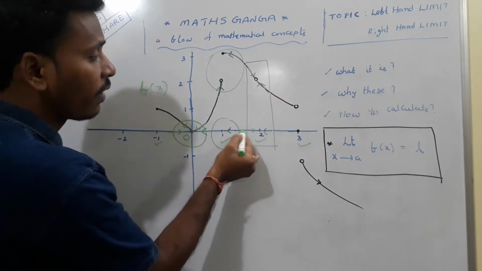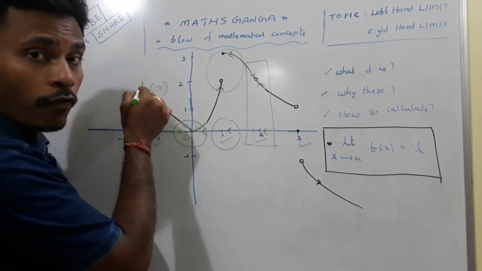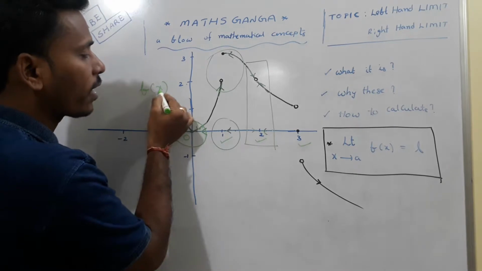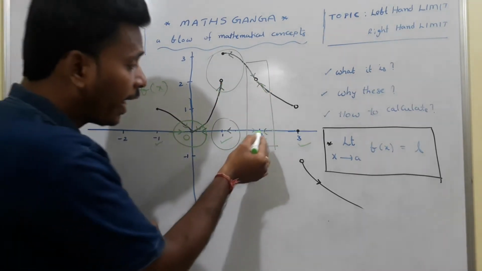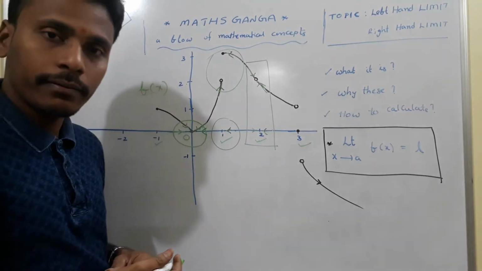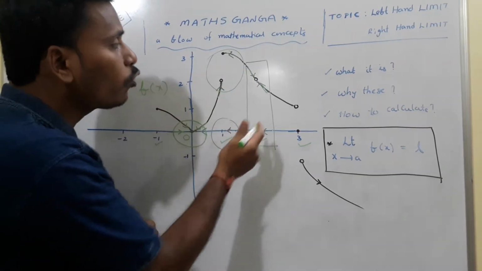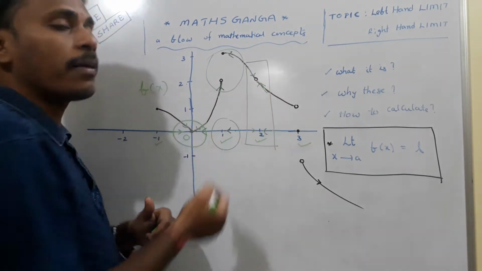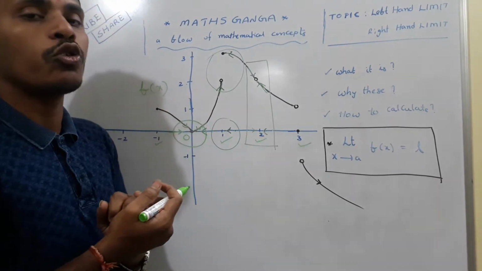So in that sense, the left hand limit of f of x at 2 is again 2, and the right hand limit of f of x at 2 is again 2. But if you observe here, at 2 the graph is not defined. At 2 the graph is not defined, but on the left side of 2 the graph approaches 2, and from the right side of 2 the graph is approaching 2. So here the left hand limit is 2 and the right hand limit is also 2.